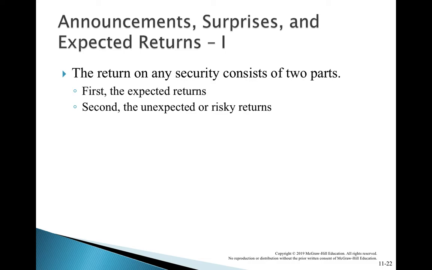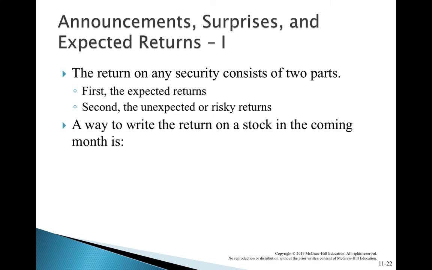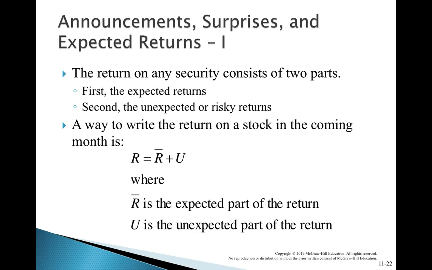The other way around, the expected return was 12% and the unexpected was negative 3%. Then the actual return will be 12% expected minus 3% unexpected loss, equal to 9% actual return. So the formula we can write like this: the actual return is equal to the expected part of the return plus the unexpected part of the return.